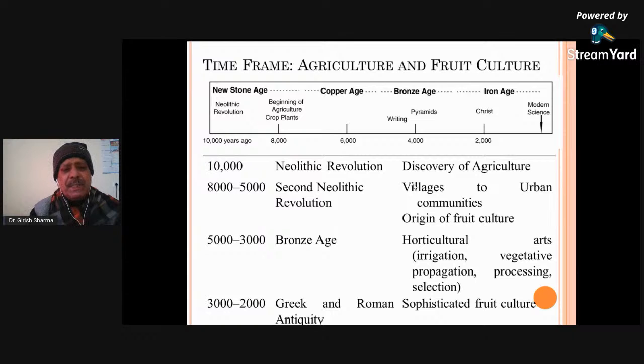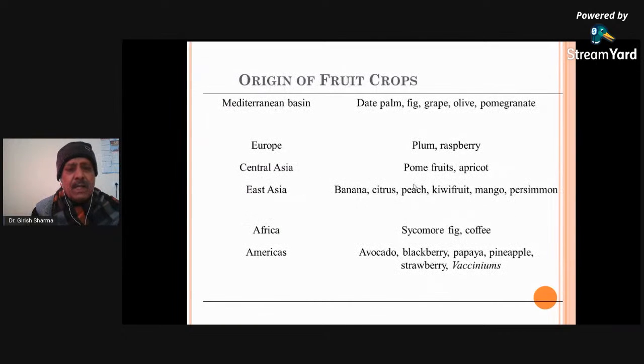Thereby, during the Bronze Age, horticulture, irrigation, and other aspects were refined, and people started to cultivate both agricultural and fruit crops in a much better way. Thereafter, from 3000 to 2000, Greeks and Romans did remarkable work in the cultivation of fruit crops. It is important to know how the fruit crops have evolved and where they have evolved.